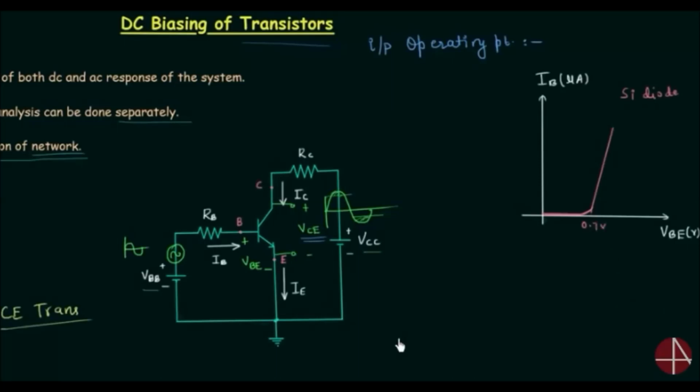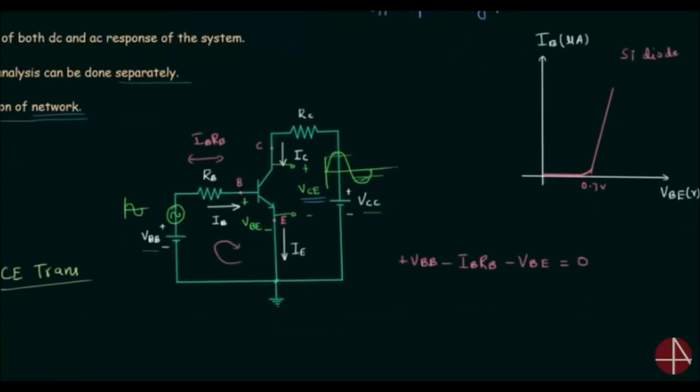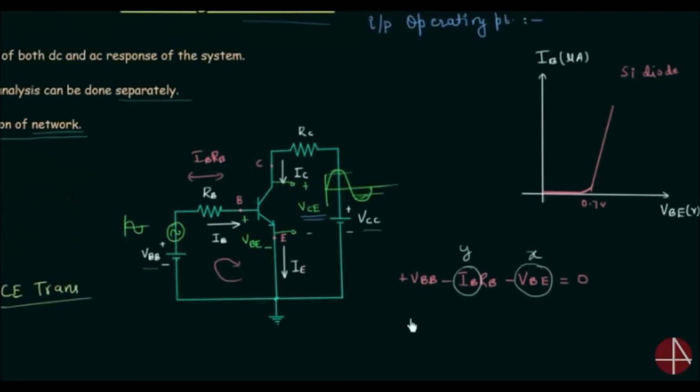Now we will apply the KVL in the input loop. So we have plus VBB minus IBRB, the drop across this resistance is IBRB, minus VBE equal to 0, and by using this equation we will draw the load line. In this equation you can see VBE is the x-axis and IB is the y-axis, and to draw the load line we need 2 points.